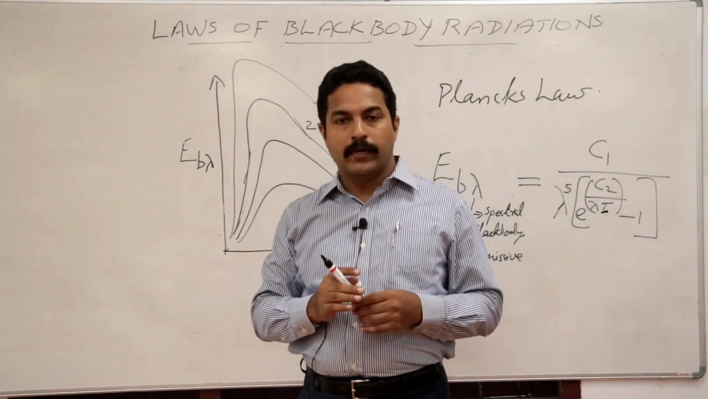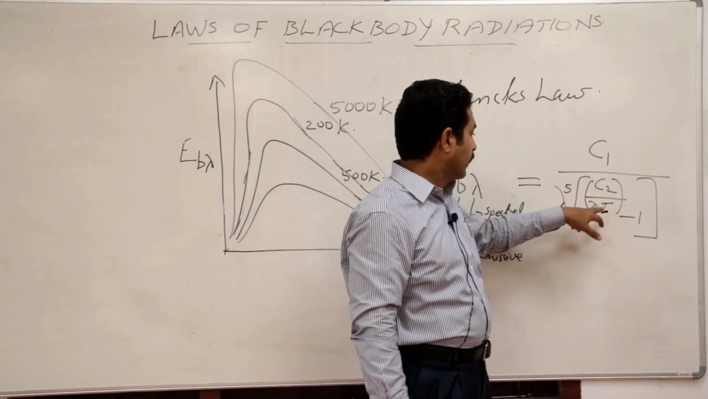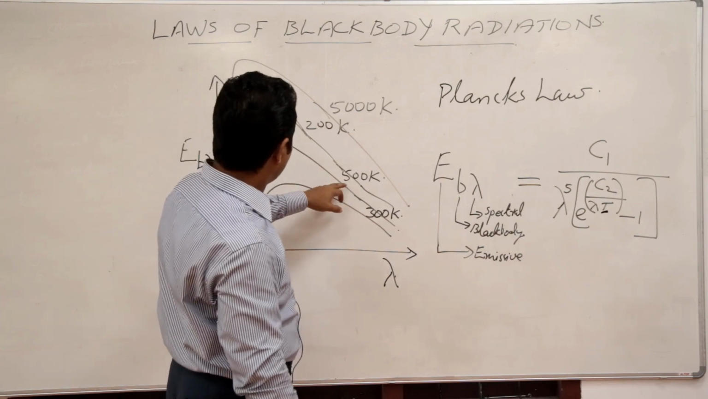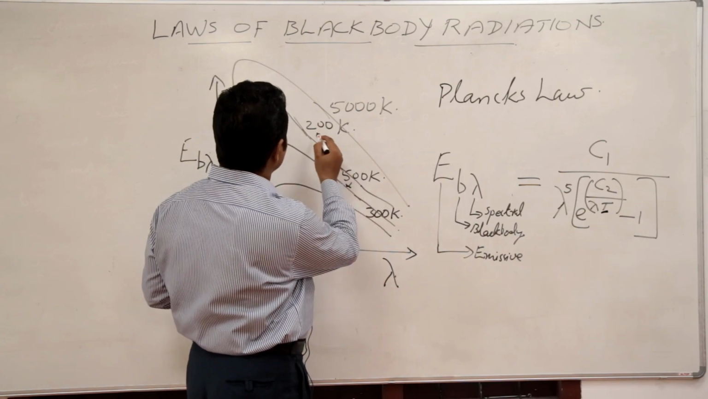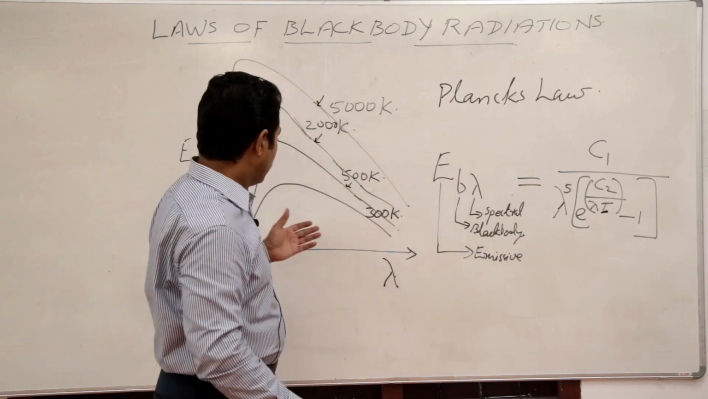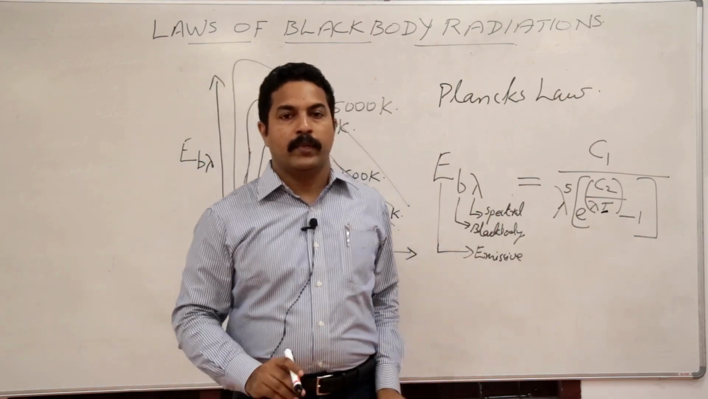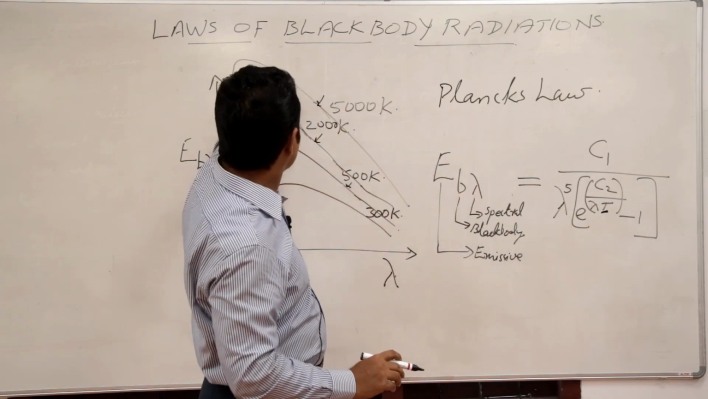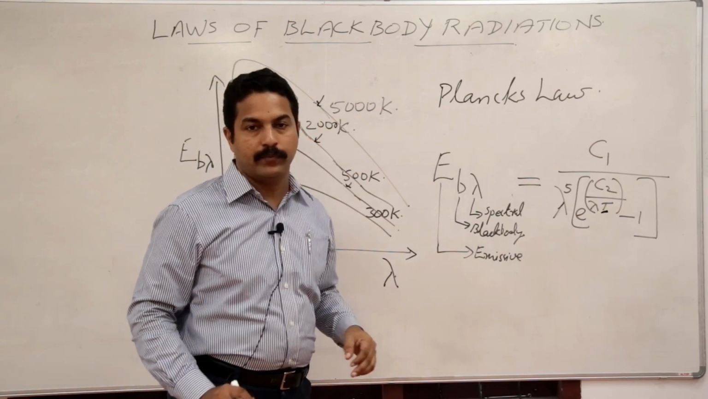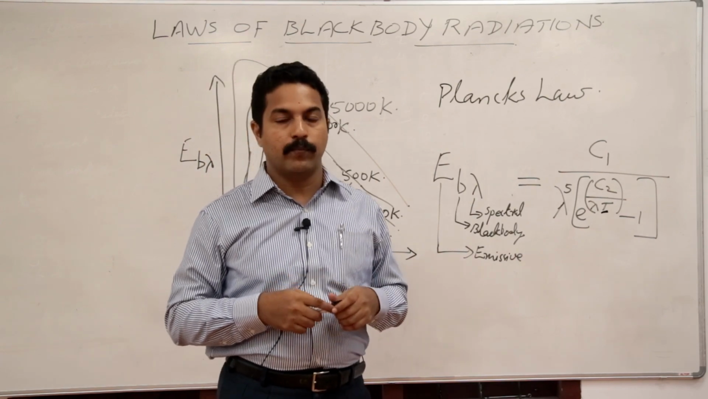So keeping the temperature constant at 300, 500, 2000 and 5000 Kelvin, at the lower side is the lower temperature, and the curves go up as the temperature increases. So this graph is E_B lambda versus lambda. Then what are the observations from this particular distribution?